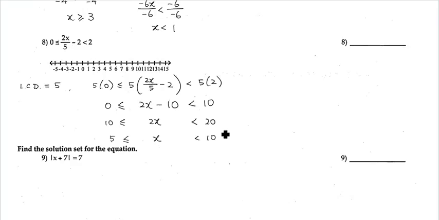So going back to the graph, we have x is less than 10. So we have an open circle on 10. X is less than 10. So the arrow is going in which direction? To the left or to the right? To the left.